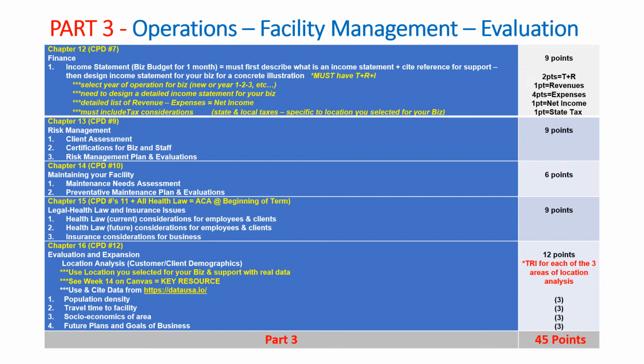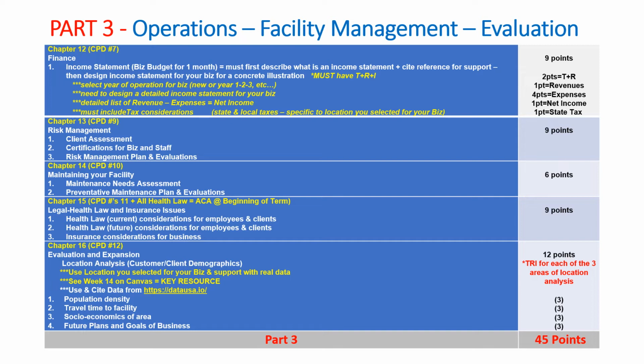You can see the first part here is finance, and it's 9 total points, real important. We want to make sure we do a thesis statement and support that, citing a reference, explaining what it is and why it's important to have this in your business design. Again, you want to select what year of operation your business is in. Is it year 1? Is it year 2, 3, or so forth? And talk about that in your thesis statement.